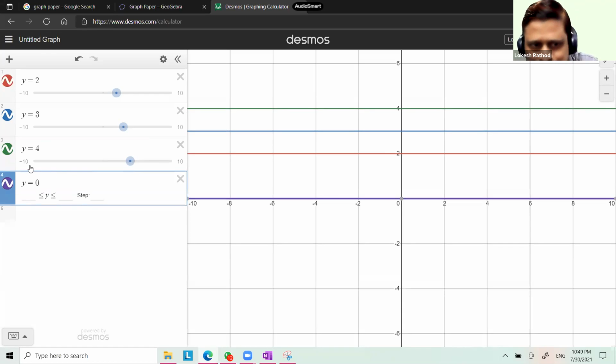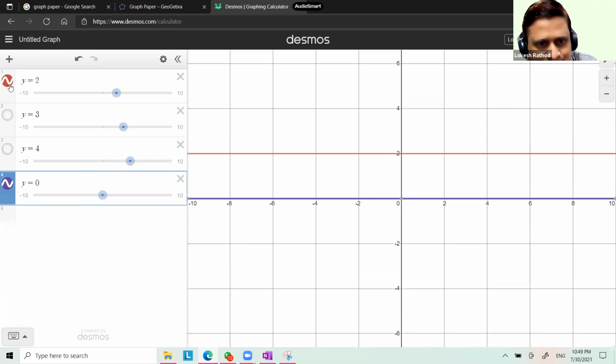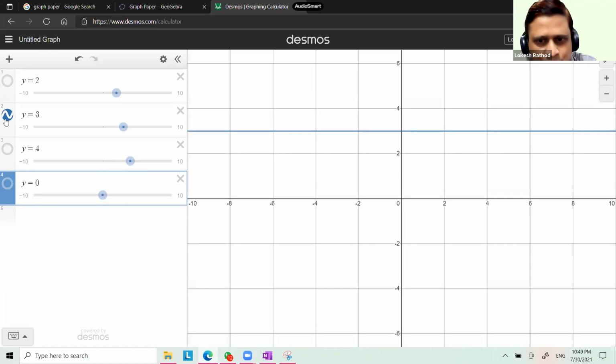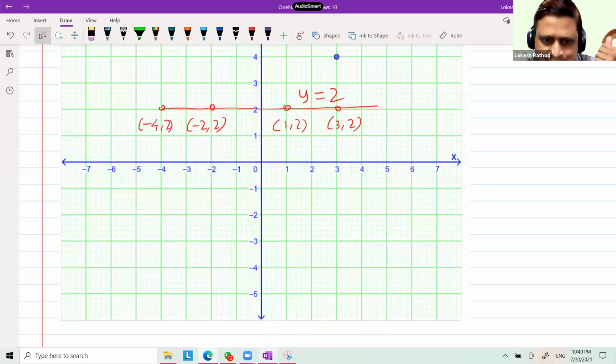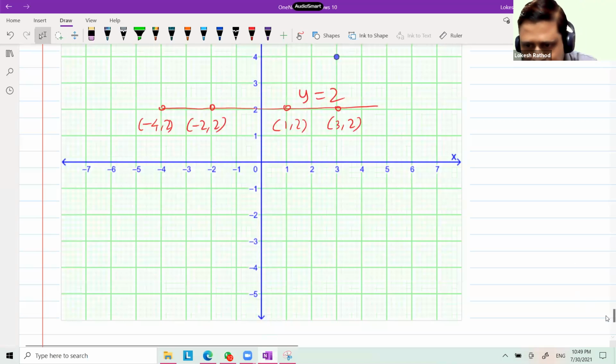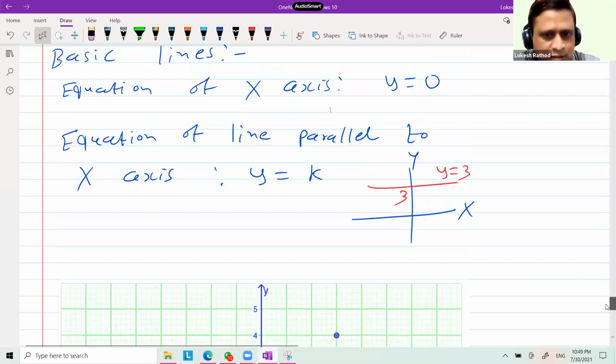Are you getting this? This is y equal to 0. This is y equal to 4, y equal to 3, y equal to 2, and so on. So y equal to any number is a line parallel to the x-axis. Clear? The equation of a line parallel to the x-axis is y equal to k.